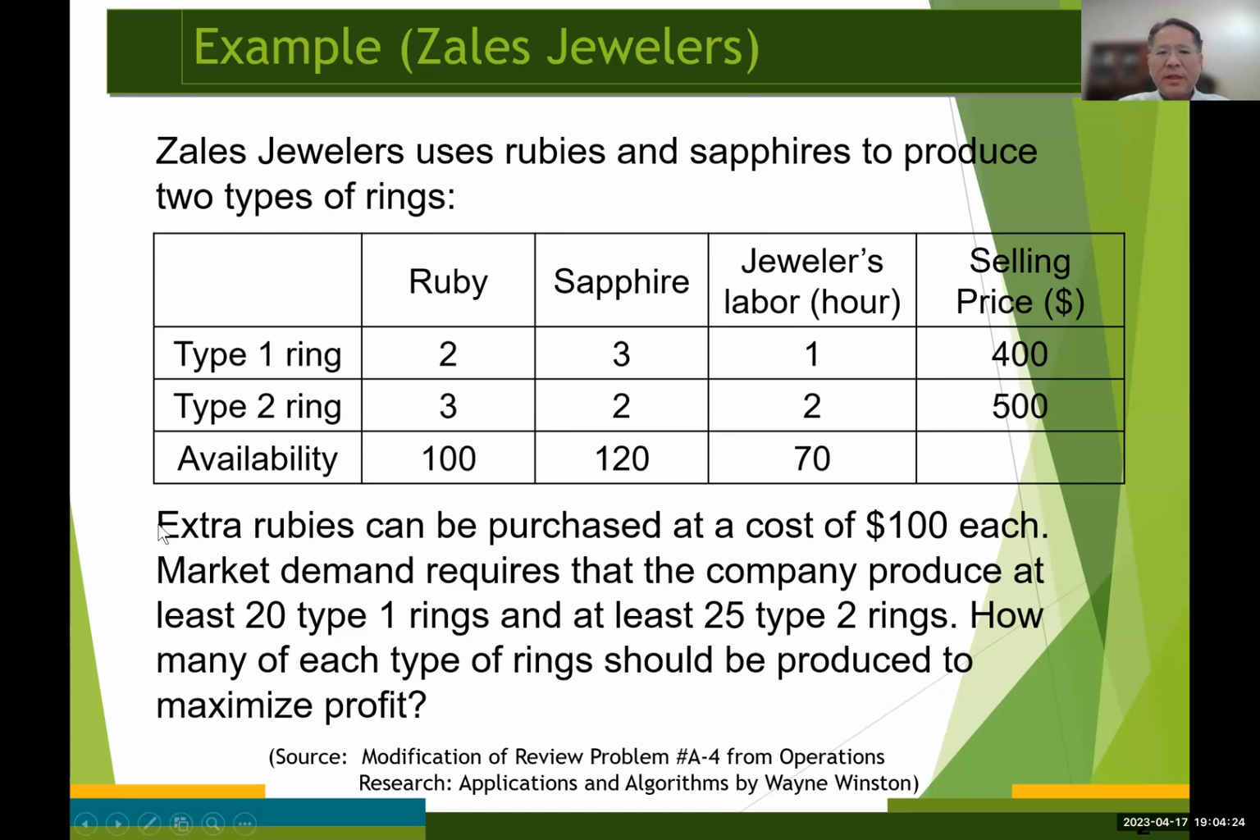It is known that extra rubies can be purchased at a cost of $100 each. And the company has to produce at least 20 type 1 rings and 25 type 2 rings to meet the market demand. We'd like to know how many of each type of ring should be produced in order to maximize the total profit.